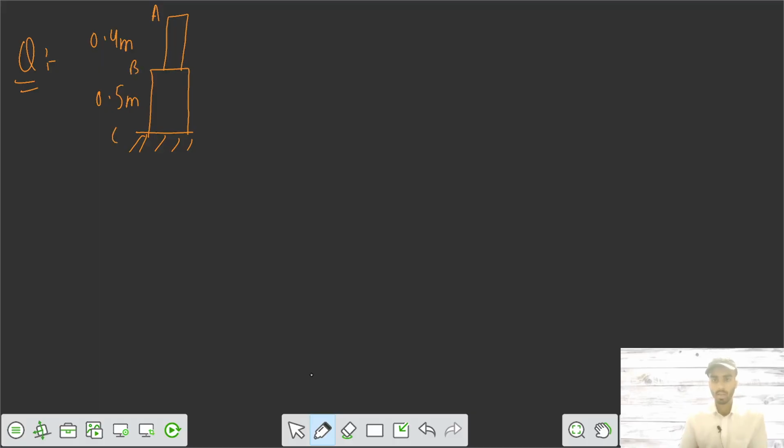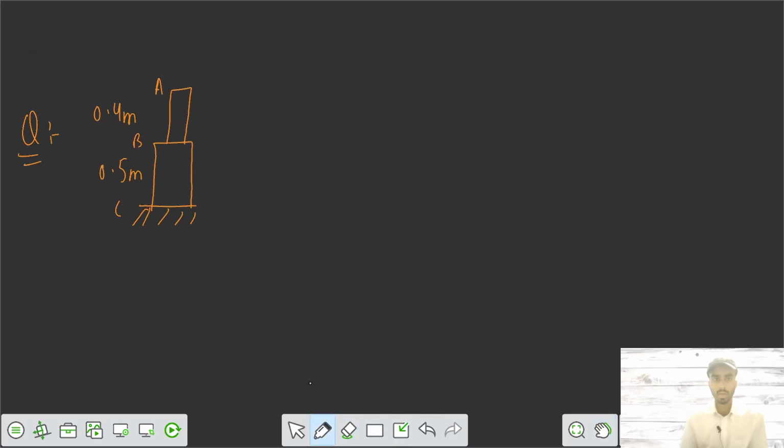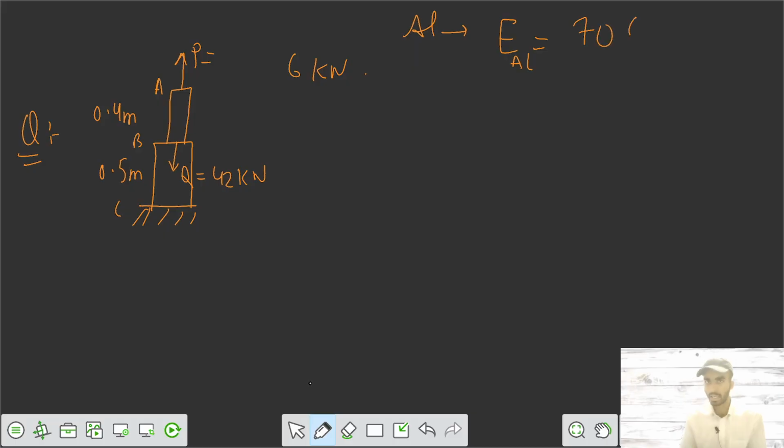Forces are: here force P is applied, here force equals Q. These are your external forces. The value of Q is 42 kilonewton, and the value of P is 6 kilonewton. And the material is aluminum. Modulus of elasticity of aluminum is 70 gigapascal.